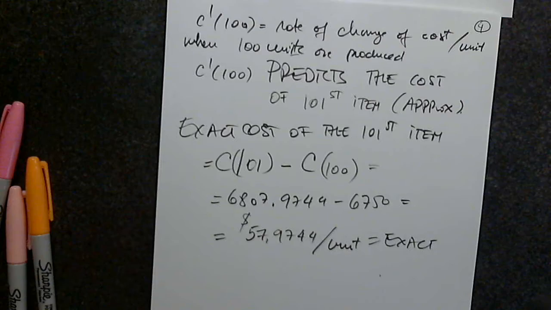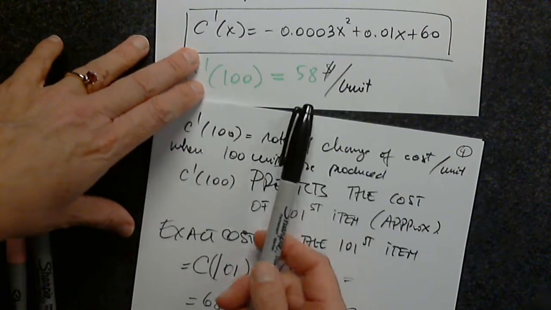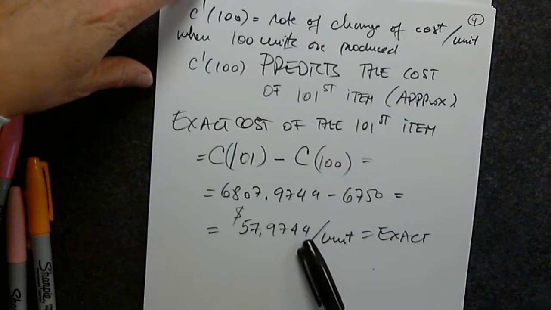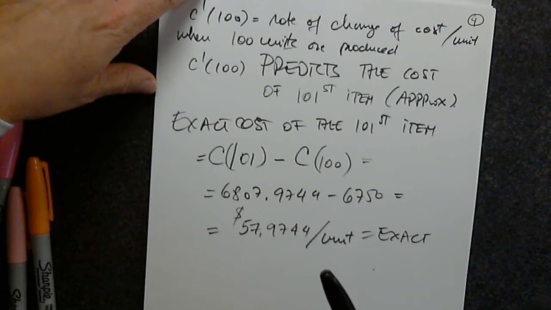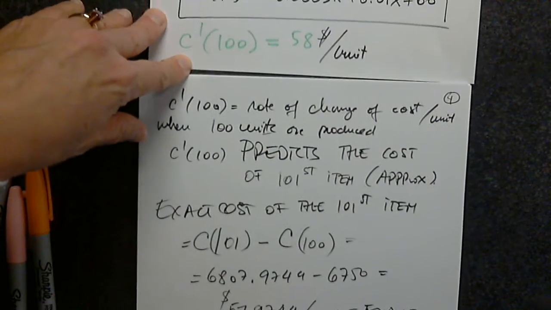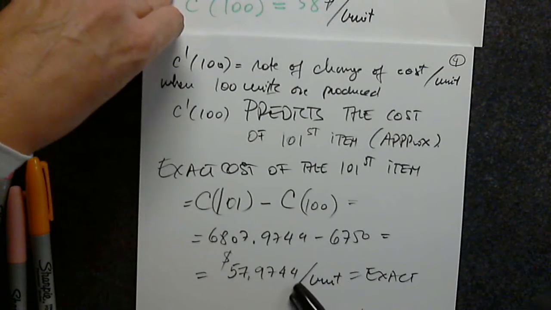Now, if we're talking about human life, no, I don't want 58. I want 57.9744. If we talk about medication, we can play with that. I don't want 58. I want 57.9744.